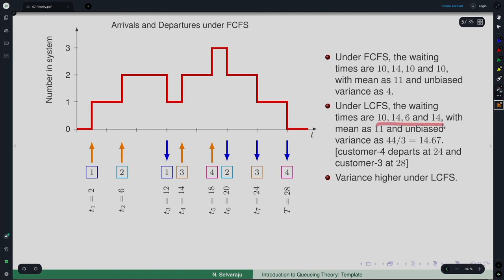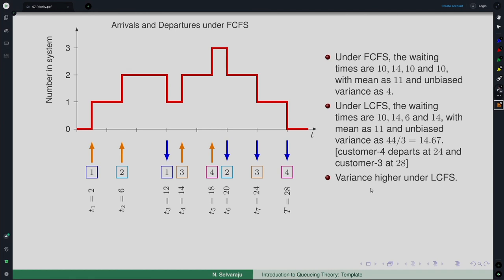So, these are the 4 waiting times of these 4 customers, which still has a mean of 11. It is not going to change that. But the variance now, if you look at it, is 14.67 as compared to 4, which is much larger than the FCFS scheme. So, variance is higher under the FCFS scheme, and this is what the claim typically is.